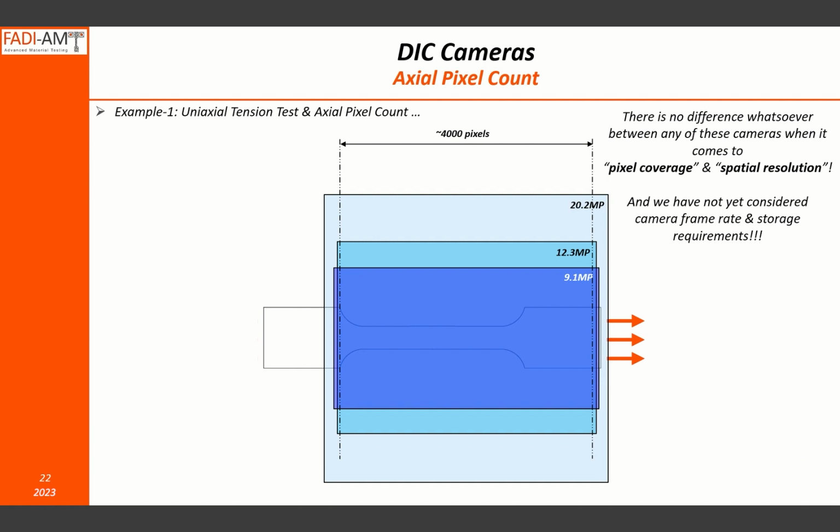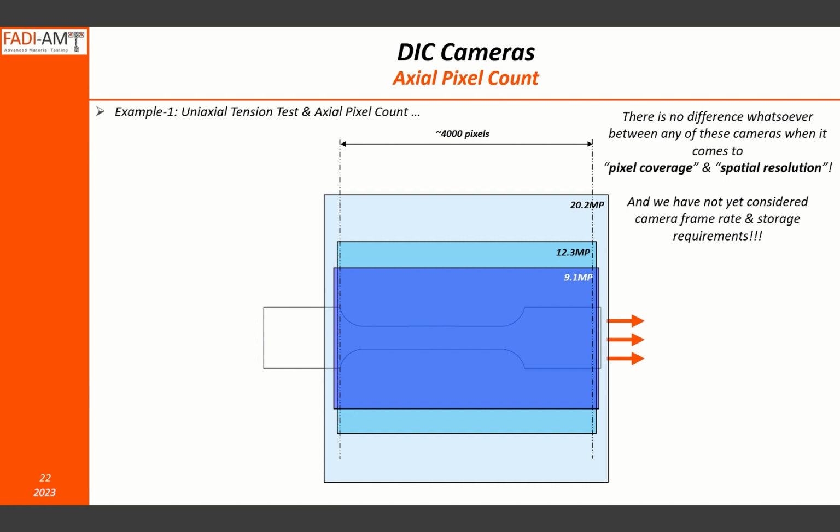from a DIC perspective. Now, this is of course not considering other parameters like frame rate and storage, but just from a technical perspective, 9, 12, 20 megapixel cameras are exactly the same. So if you're buying a 20 megapixel camera thinking that you're going to get a better measurement, the technical specs of these sensors tell you that this is wrong.